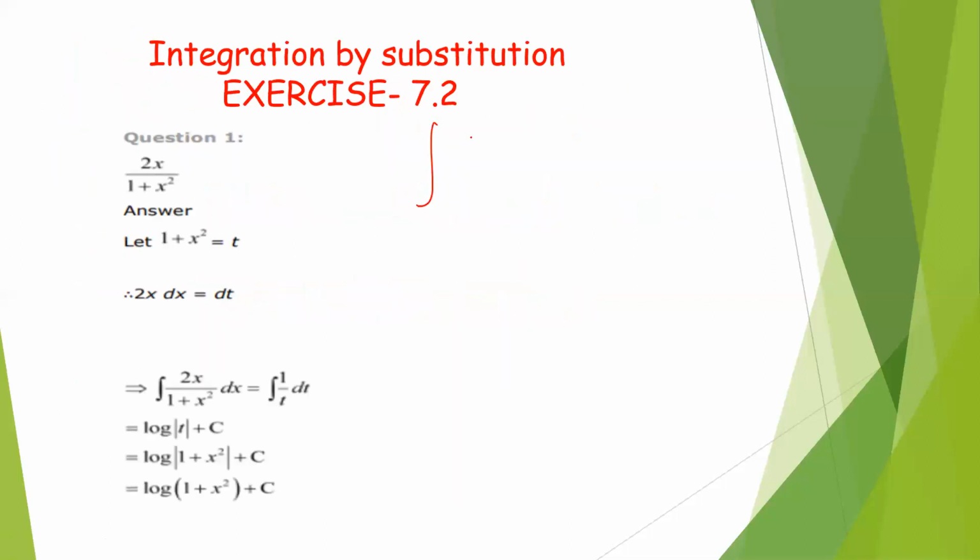Integration of 2x upon 1 plus x square. So it cannot be integrated directly. So what do we use? We use substitution. Let 1 plus x square equal to t. Differentiate both sides with respect to t. Derivative of 1 is 0, of x square is 2x times dx by dt, and of t is 1. We can write it 2x dx equal to dt.